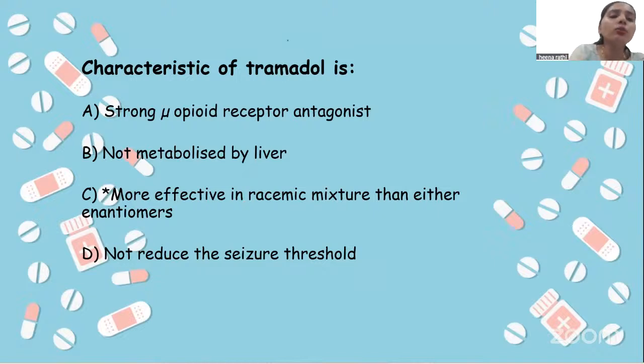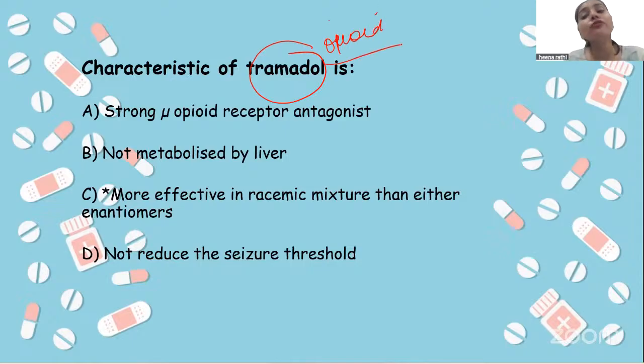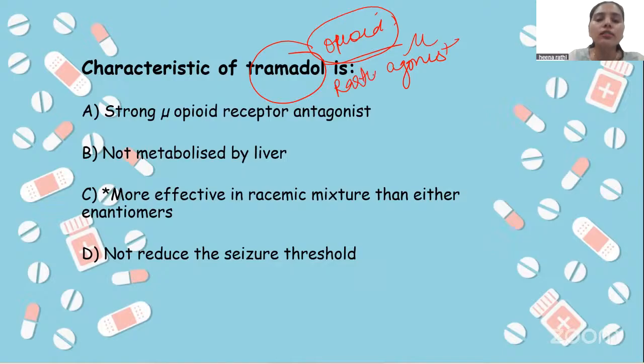Characteristics of tramadol. What is tramadol? Tramadol is an opioid type of painkiller which is given to treat pain conditions, analgesic conditions. It does not bind very strongly with the mu receptor, but it has some partial agonistic activity on the mu receptors. Mu is the opioid receptor. So strong opioid receptor antagonist, no, it is an agonist.